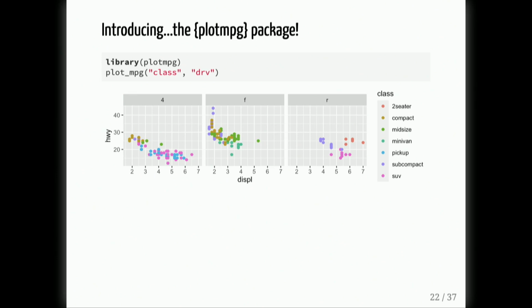So this is the plot.mpg package. I'll show you a link to the slides at the end of the talk, and you can see this tiny package. It has one function, the plot.mpg function, and it lets you specify a color mapping, and it lets you specify a facet variable. So that's what it looks like.